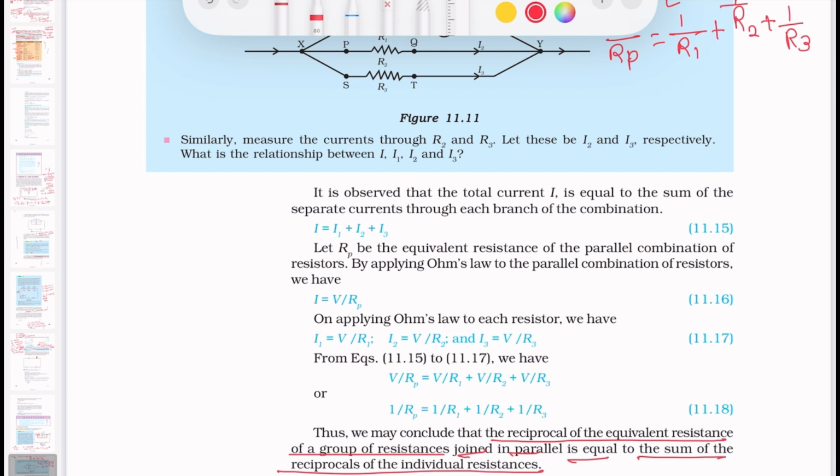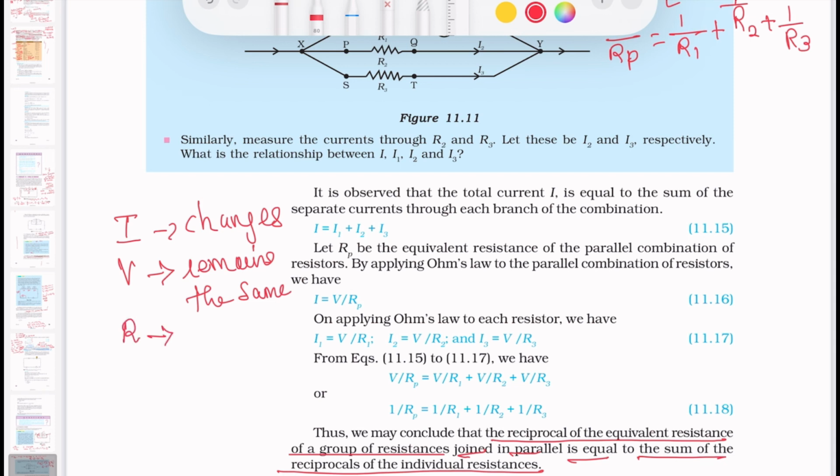So in a parallel circuit, what is the understanding? In a parallel circuit, current changes, the voltage V, the potential difference, remains the same. And what about the R? In a circuit where the resistors are connected in parallel, R decreases. The resistance decreases. How? Because when I connect the resistors in a parallel way, I increase the cross section area.